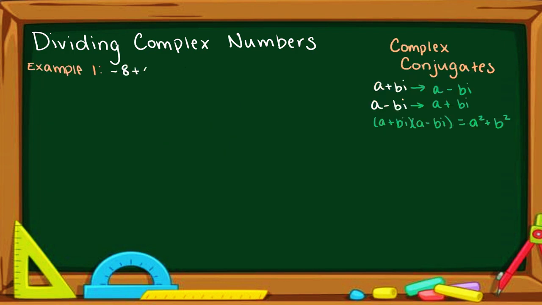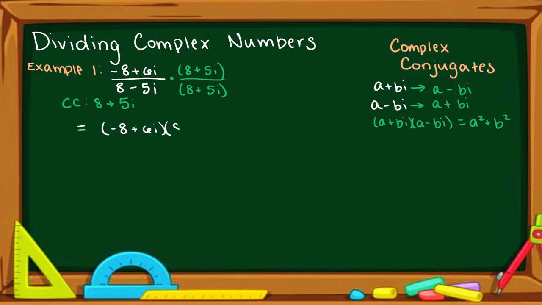We have negative 8 plus 6i divided by 8 minus 5i. Our complex conjugate is 8 plus 5i. We use the opposite sign of the complex number in our denominator, so we're going to multiply top and bottom of this fraction by our complex conjugate, which is 8 plus 5i. We can always multiply any fraction by the same number over itself, because 8 plus 5i over 8 plus 5i is equal to 1, so all we're doing is multiplying this expression by 1. This becomes negative 8 plus 6i times 8 plus 5i over 8 minus 5i times 8 plus 5i.